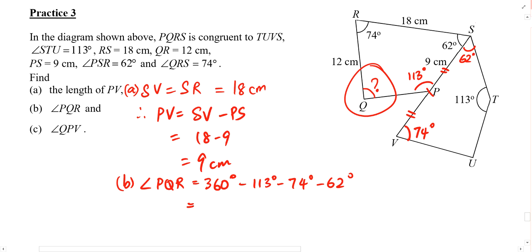But why 360? Angle sum of, what is this? Quadrilateral. Okay, go ahead and spell properly. So it's the angle sum of a quadrilateral to give us 111 degrees. And the last one, QPV.